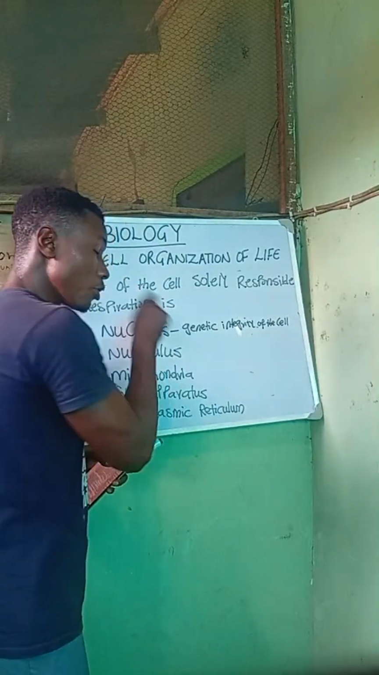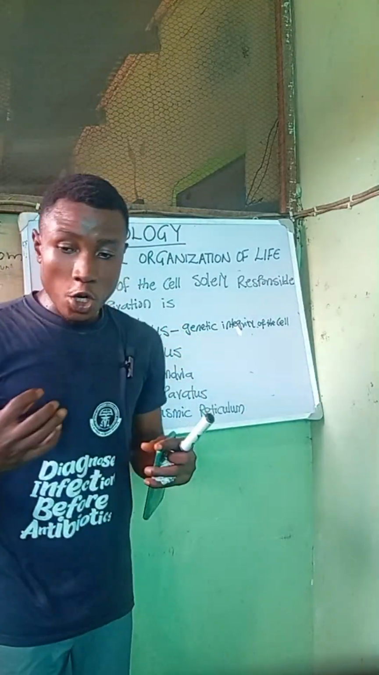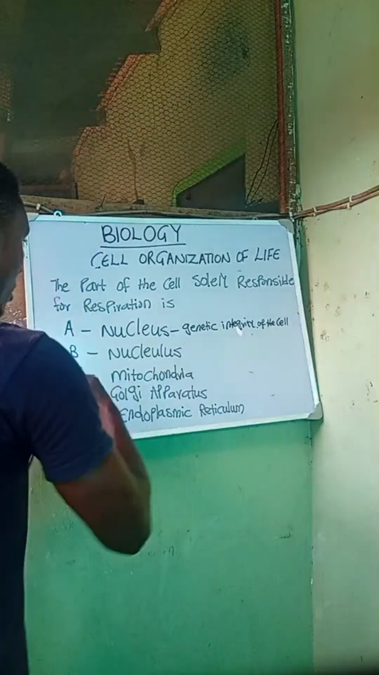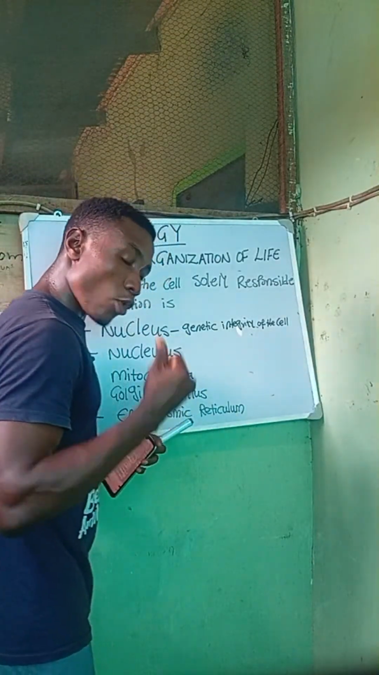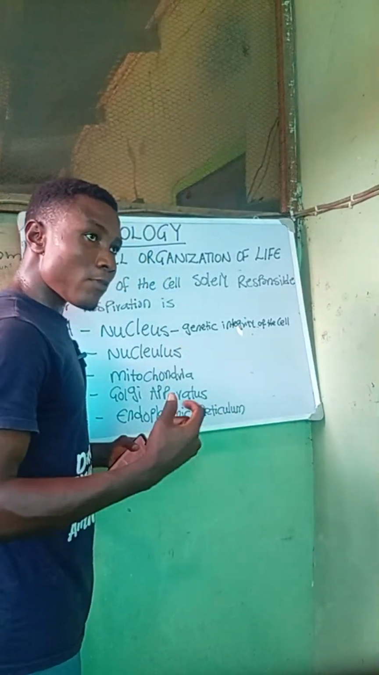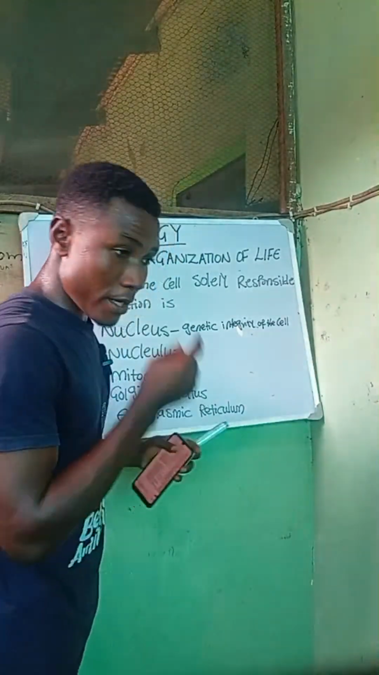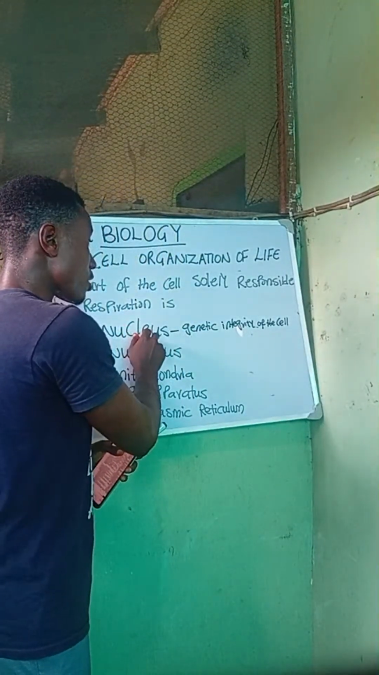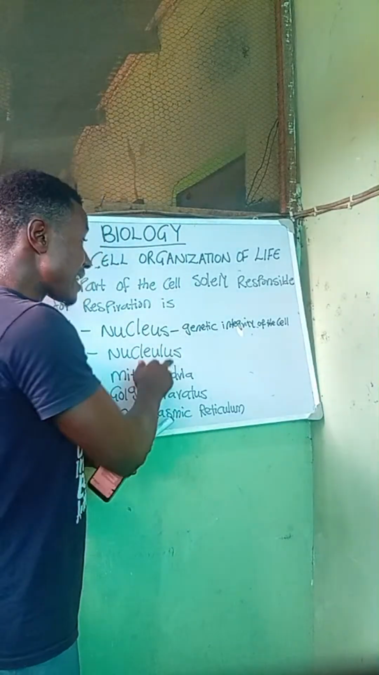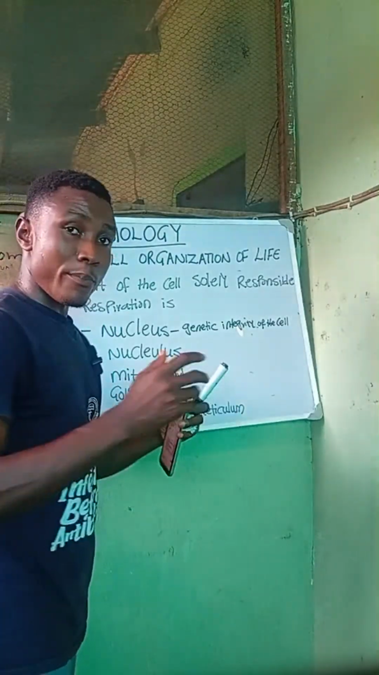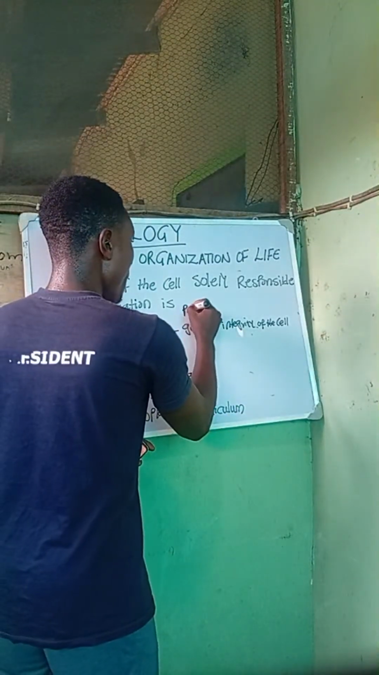Note that the nucleus is not just the living component of the cell. Please note that the nucleus is not just the living component of the what? Cell. The living component of the cell is now what? Protoplasm. I know why I'm saying this, because a lot of students get confused when it comes to this particular aspect. The nucleus is not the living part of the cell. The living part of the cell is the protoplasm.